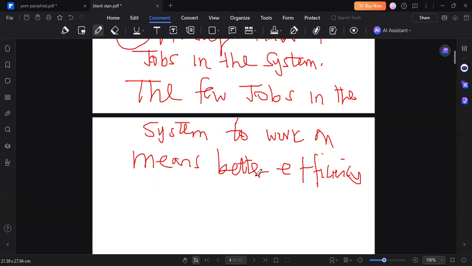So if you have a number of tasks, number of jobs that you have given someone, and that person is able to work on those jobs very fast and clear them, then that would be better to measure the efficiency. So that's what goes on.